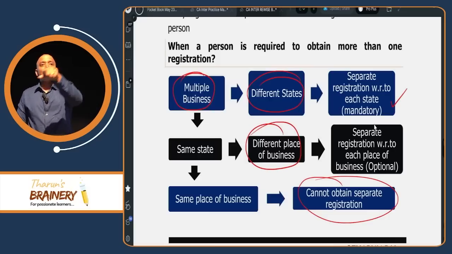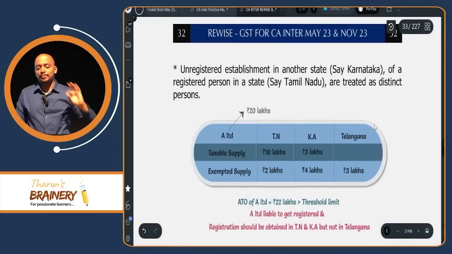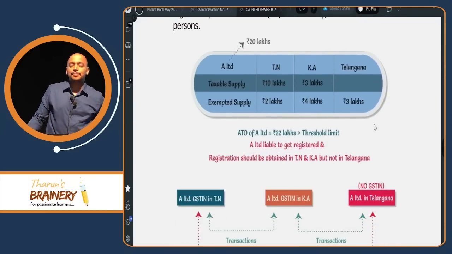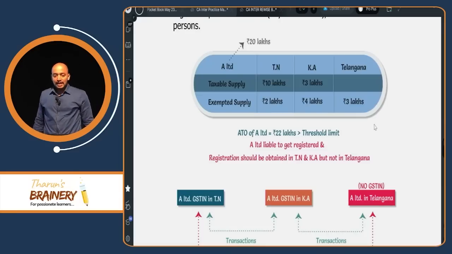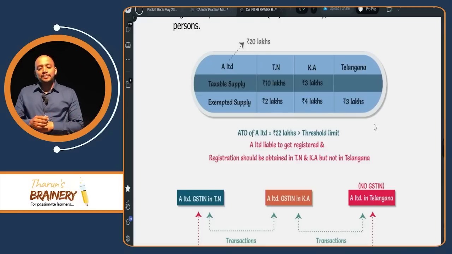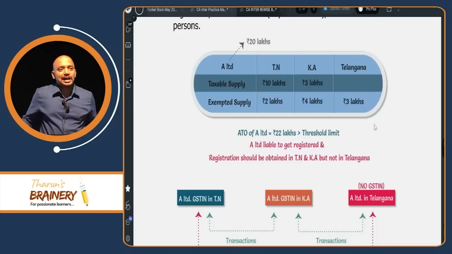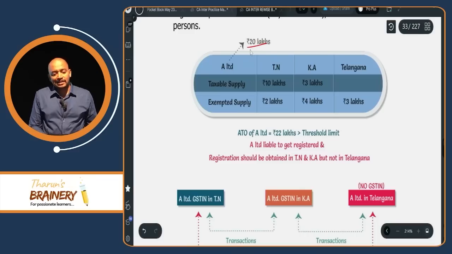Now there is another point in distinct person which is very, very important. See this example on the next page. A Limited has started business in 3 states, Tamil Nadu, Karnataka and Telangana, and their applicable threshold limit is 20 lakhs. What is the aggregate turnover?